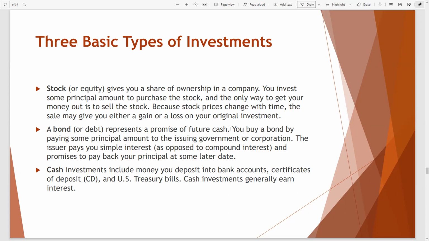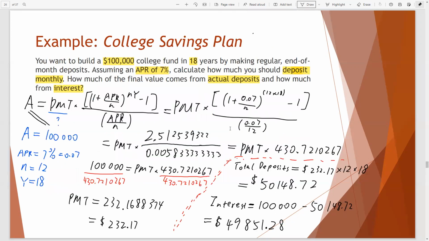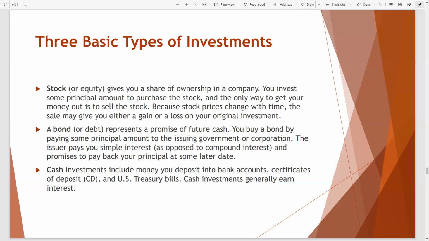So yeah, again, the bond is less risky, but the return will be also less, right? We have the saving plan, which is also compounding the interest. That's how that gives us that much money, right? But if it's simple interest, then it will be way less. So the bond is that type of investment.